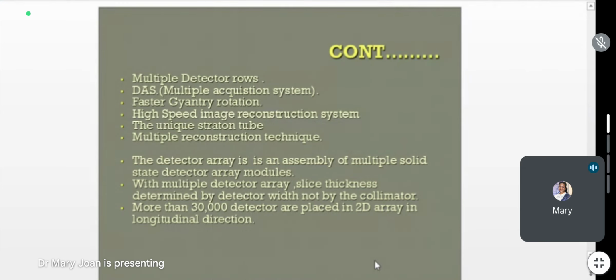And they have multiple detector rows, multiple acquisition systems, faster gantry rotation, high speed image reconstruction system, the unique Straton tube, and multiple reconstruction techniques. The detector array is an assembly of multiple solid state detector array modules with multiple detector arrays, slice thickness determined by detector width, not by the collimator. And more than 30,000 detectors are placed in a 2D array in longitudinal direction to enable better capturing of all the X-rays.